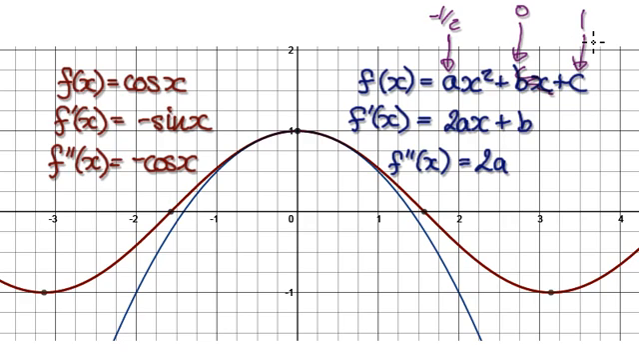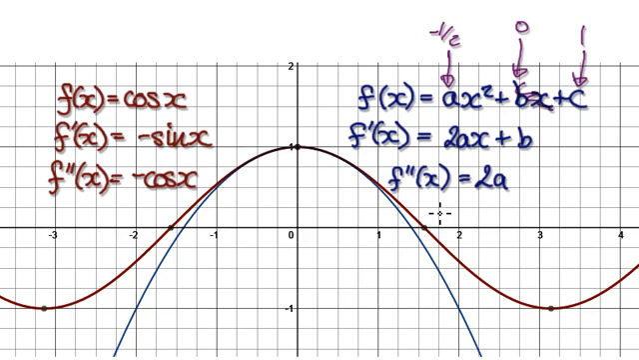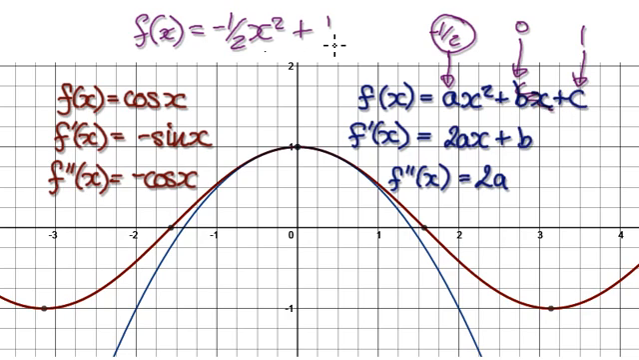C equals 1. So now we know that if you plot the graph of f of x equals negative a half x squared plus 1, that will then give you this blue line here. So it's a very good approximation.